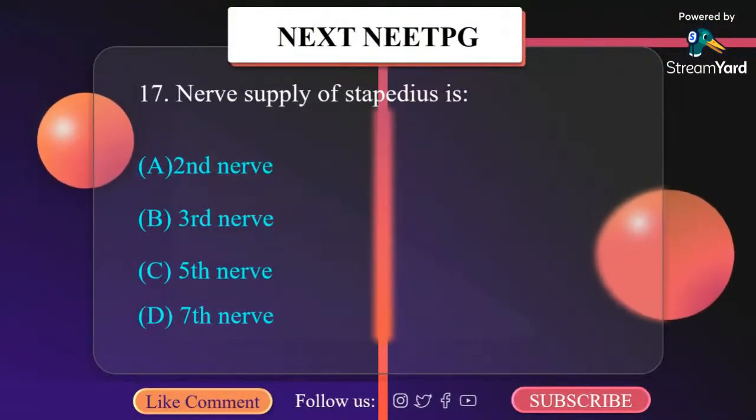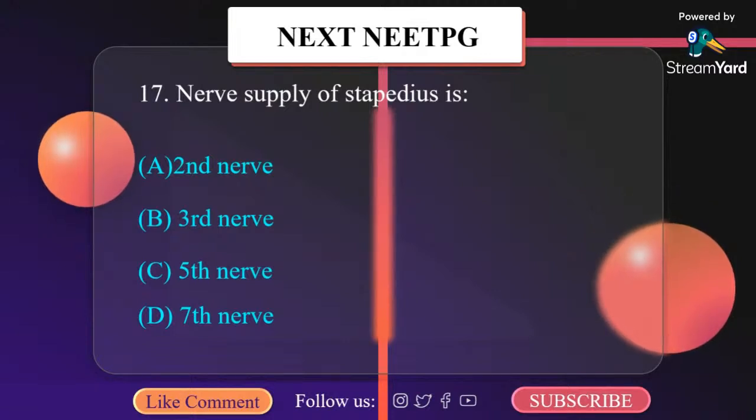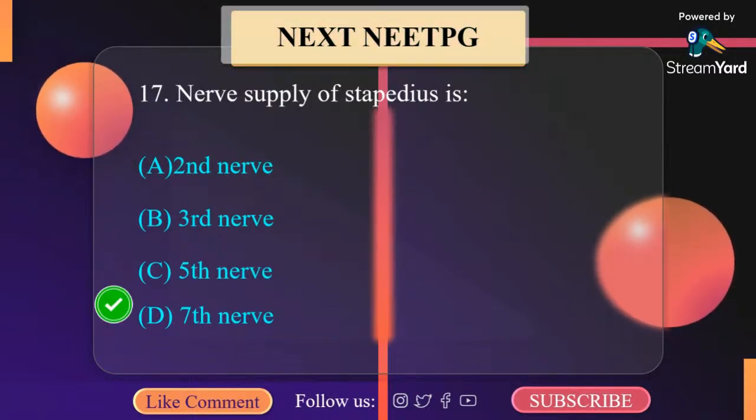Nerve supply of stapedius is: A. Second nerve, B. Third nerve, C. Fifth nerve, D. Seventh nerve. D, seventh nerve.